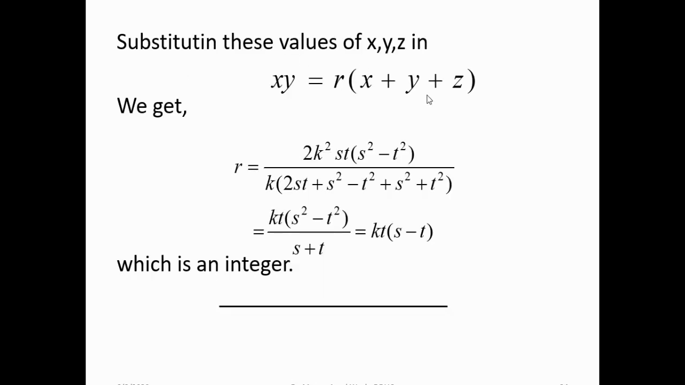So substituting these values of x, y, z, we get xy/(x + y + z) equal to r. In this, we get r is equal to 2k²st(s² − t²) upon k(2st + s² − t² + s² + t²). Then 2t can be cancelled here, and then we get kt(s² − t²)/(s + t). So it will be kt(s − t), which is an integer.